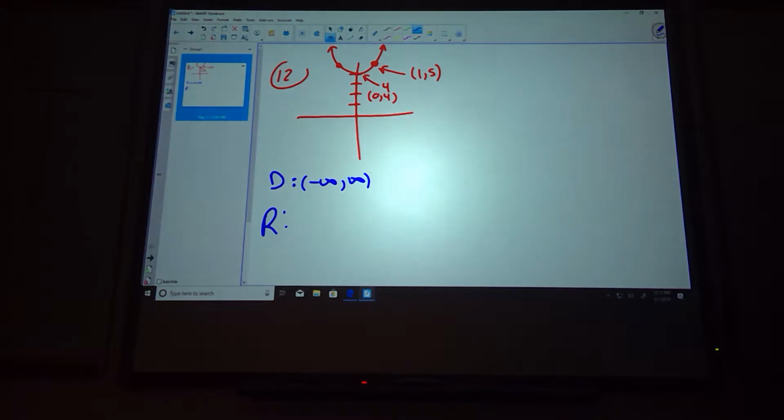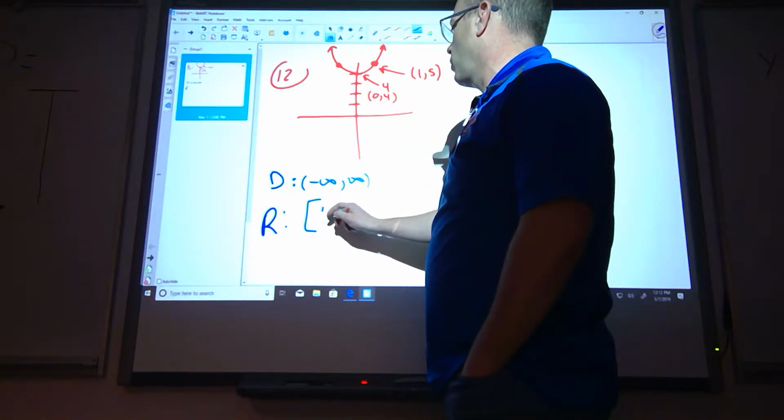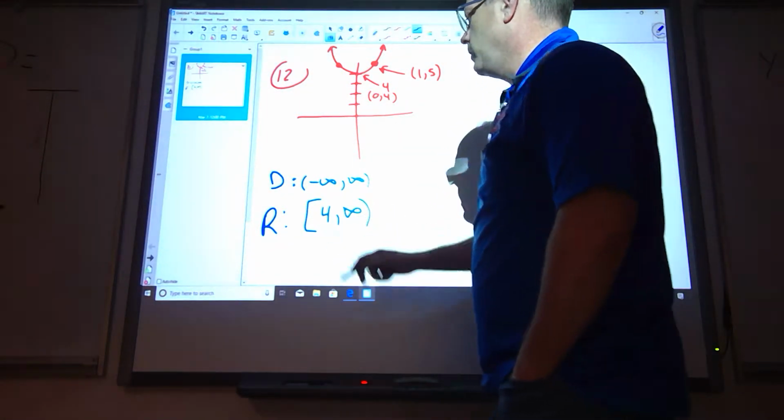Where do you start seeing it in the y direction? What's my vertex? 0, 4, right? What's the y value of my vertex? 4. Range deals with y. So this range goes from 4 to infinity.